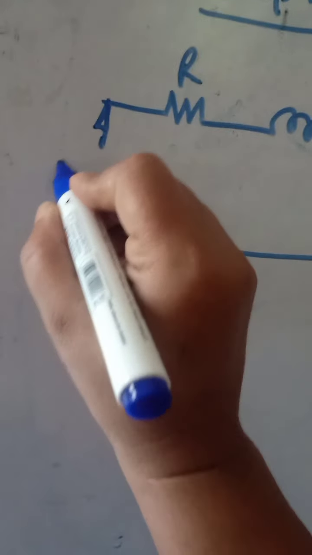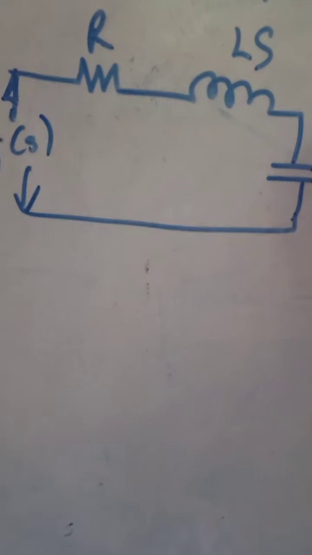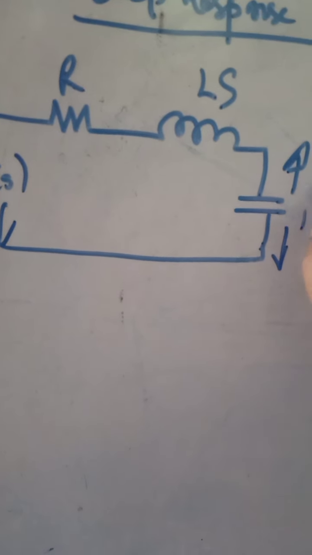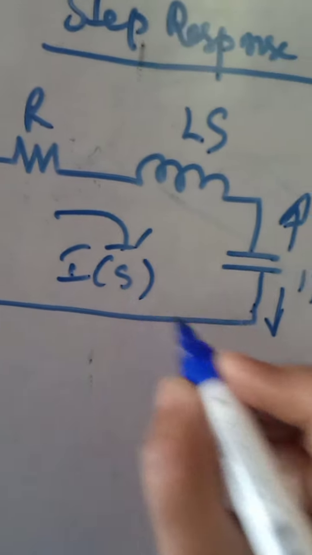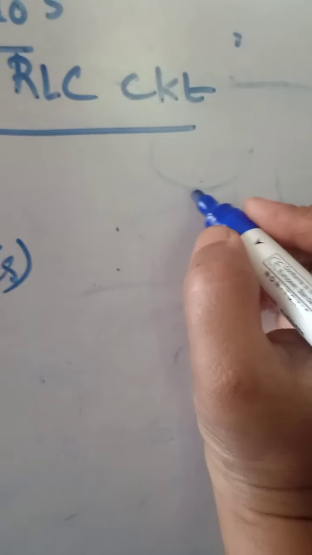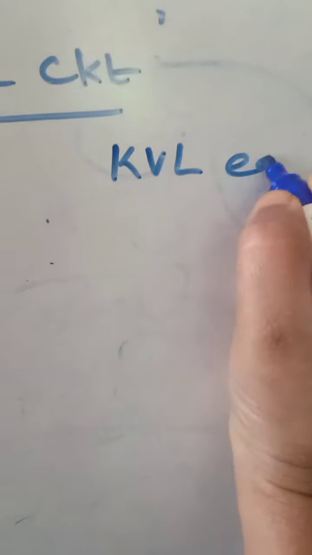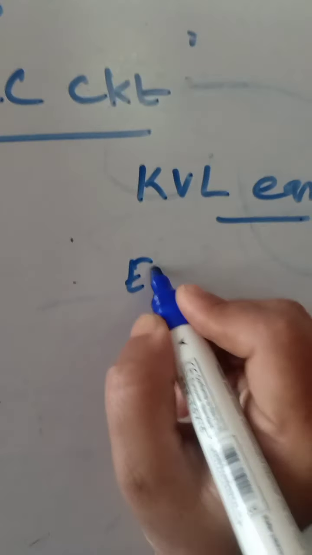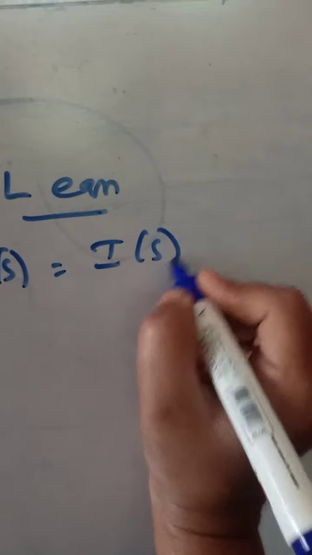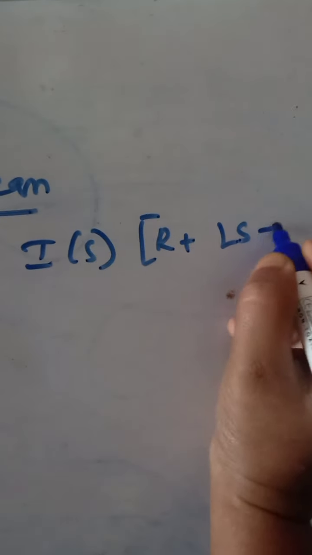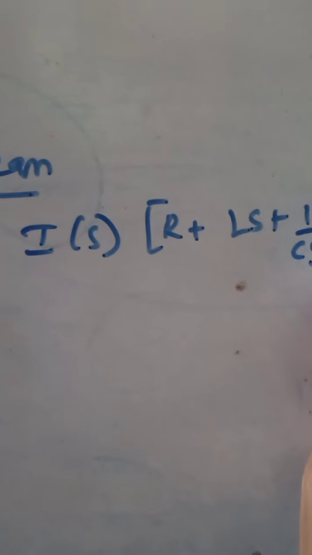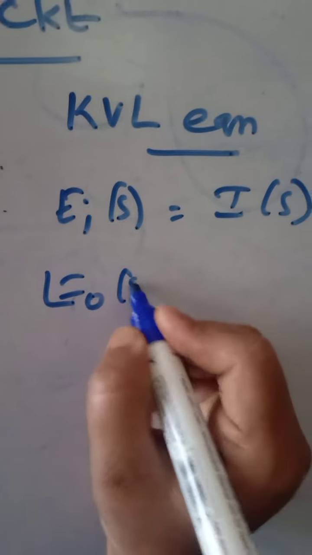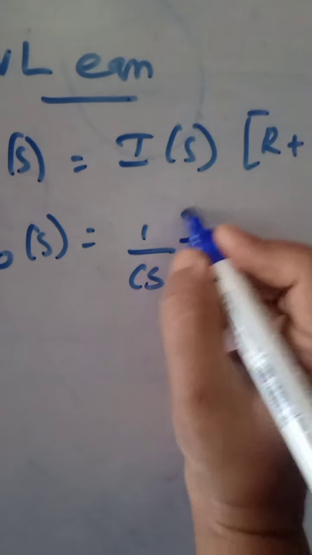Impedances in the S domain are also marked. Let the input be EI of S, and the output be E0 of S, the voltage across the capacitor. Let the current be I of S. Now I will write the KVL equation as EI of S is equal to I of S into R plus LS plus 1 by CS. What is E0 of S? E0 of S is equal to 1 by CS into I of S.